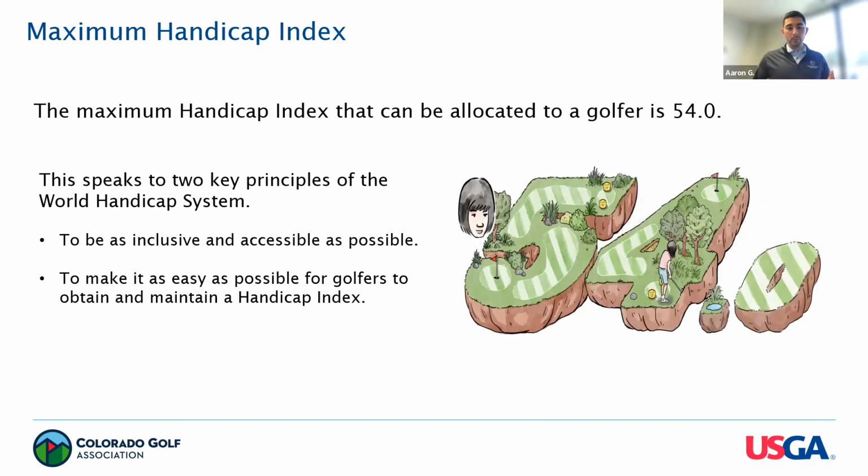One of the big ticket items of the World Handicap System is to be inclusive, and the other one is to be accessible. So regardless of where you come from, what country you live in, how good or bad your golf game is, the game of golf is for you, and you will have access to maintain and play golf with whomever, wherever you want to, and be able to keep track of your scores along the way. That is why instead of 36.4 for men and 40.4 for women, now the maximum handicap index, regardless of gender, is 54.0.